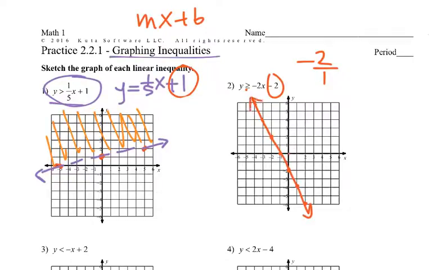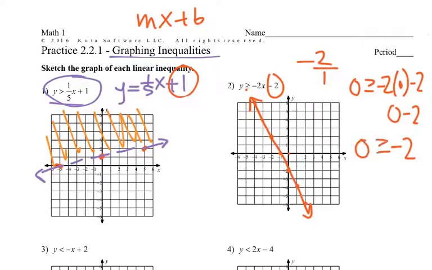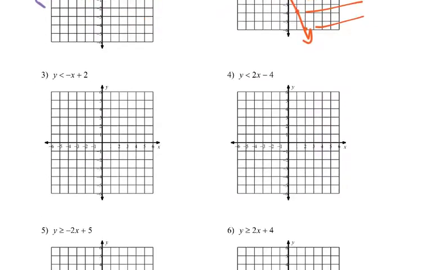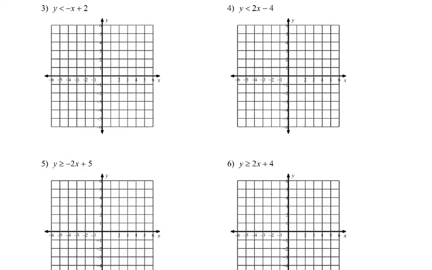Pick a test point, 0, 0. 0 for y, 0 for x. -2 times 0 is 0. 0 minus 2 is -2. Is 0 greater than or equal to -2? It is, so that's the side I shade. Okay? Alright. Number 3. Y-intercept of +2. On the y-axis, +2.